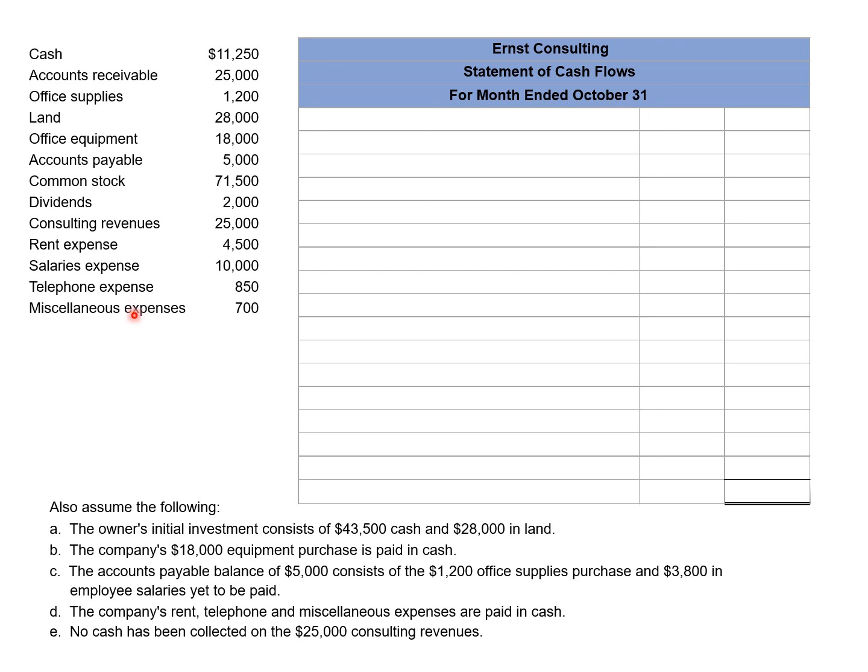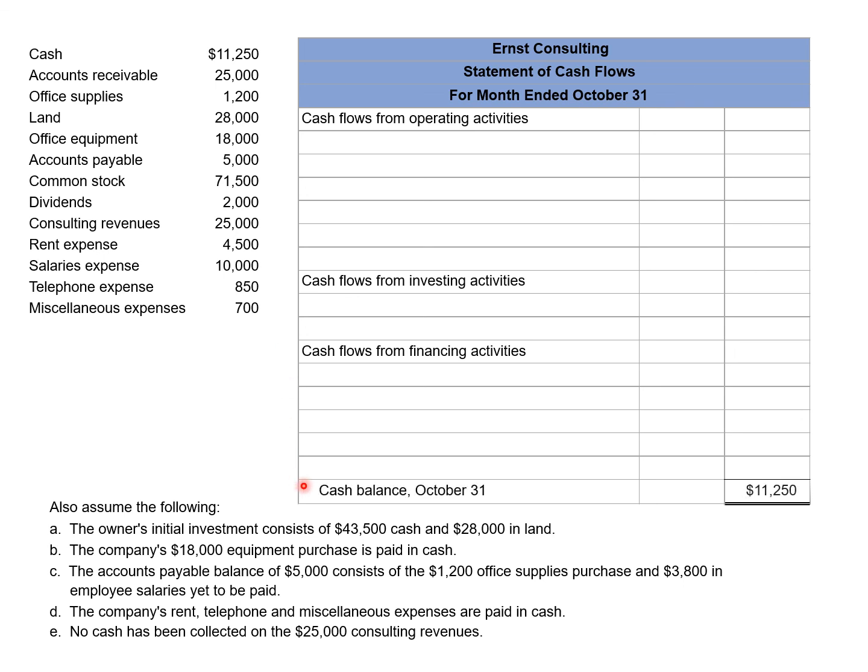So you have your three sections on your statement of cash flows. You have your cash flow from operating activities, cash flow from investing activities, and cash flow from financing. And then your cash balance at October 31st, you know you have to get to this $11,250 because that's the balance in your cash account at October 31st.